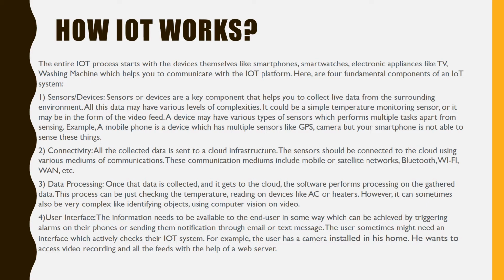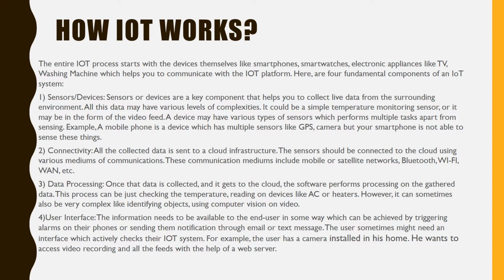Now, how does IoT work? What is the way of working of an IoT device? The entire IoT process starts with devices themselves like smartphones, smartwatches, electronic appliances like televisions, washing machines, which help you to communicate with the IoT platform. Here are four fundamental components of an IoT system.